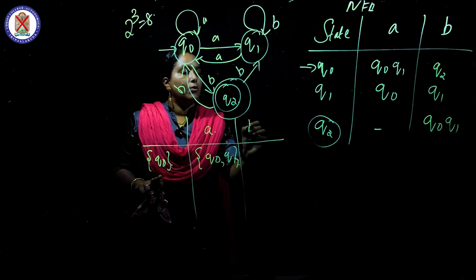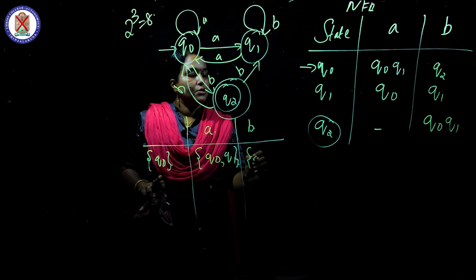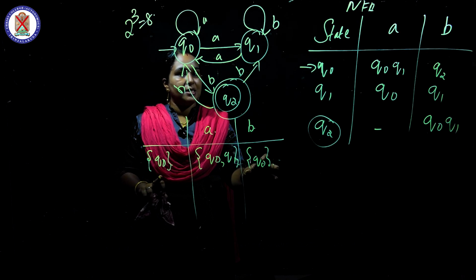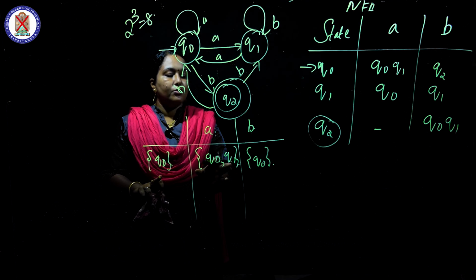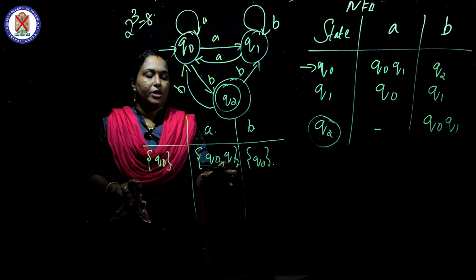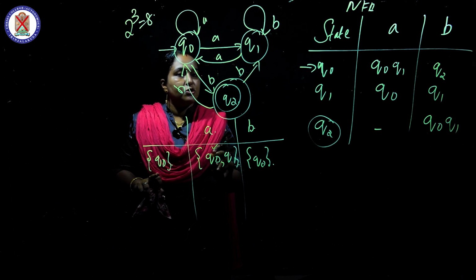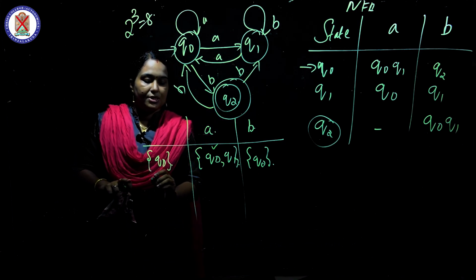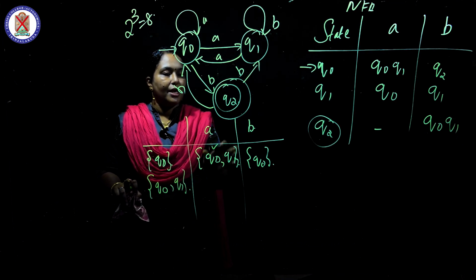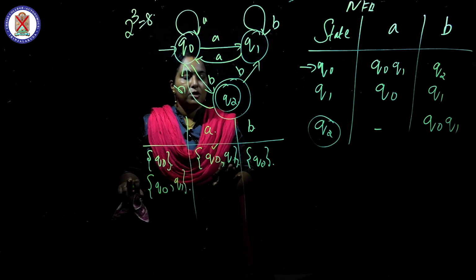Next one, on B, Q0 on B goes to Q2, so set Q2. Once it is going to one state, you put it as a set of one state. If it goes to 2 states or 3 states, your set will have those 2 or 3 symbols. Look at here, Q0, Q1 is not yet visited. You must visit that Q0, Q1 first because I have already said you check from here. Otherwise, there will be an error in your problem.